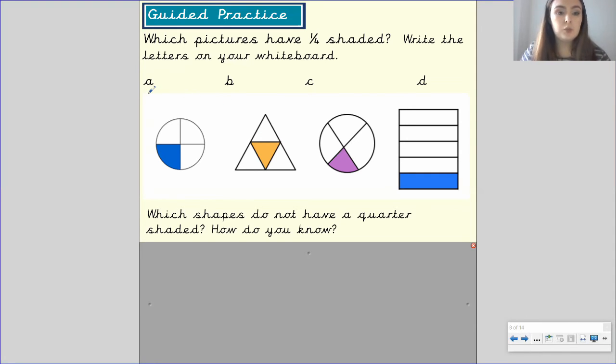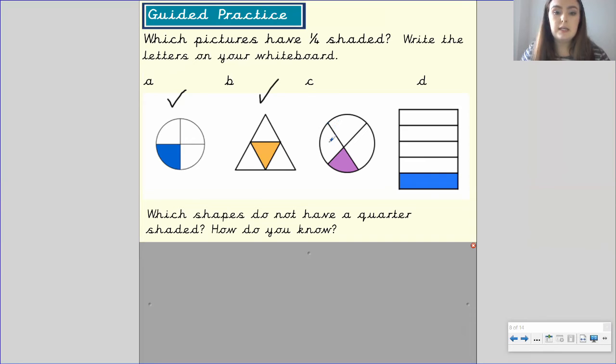Okay, let's go through each one. So if we have a look at A, we can see it's been equally split into 4 parts and one of those parts has been shaded. So give yourself a tick if you put A. Let's have a look at B. So B again has been split into 4 parts and one part has been shaded. So give yourself a tick if you wrote B.